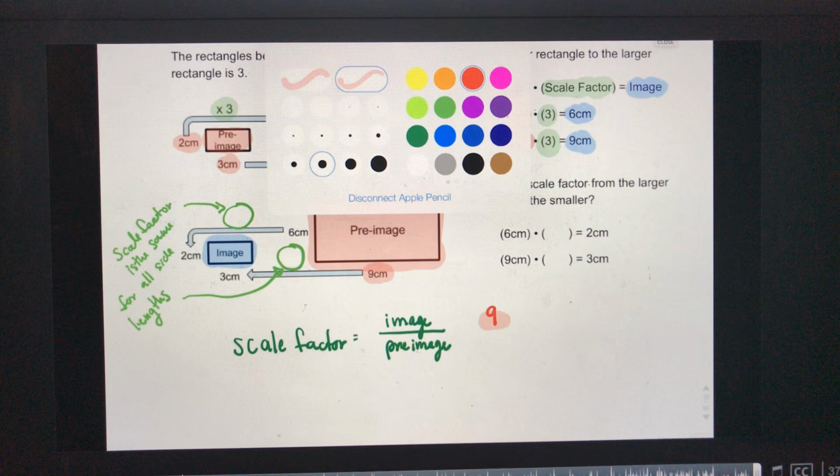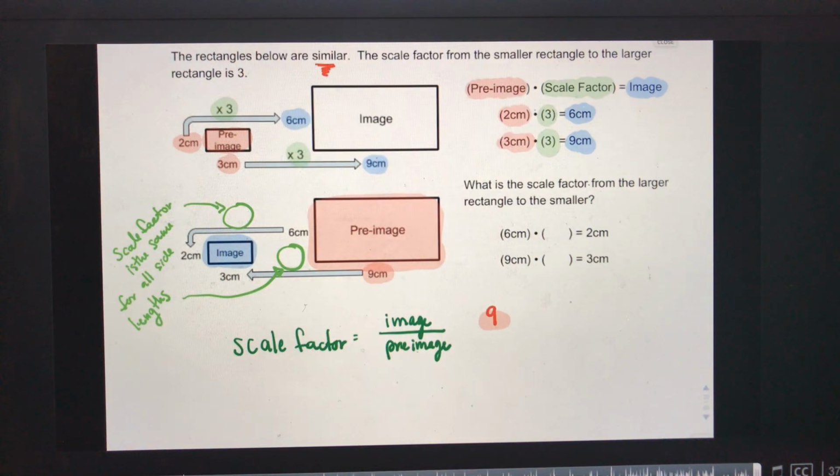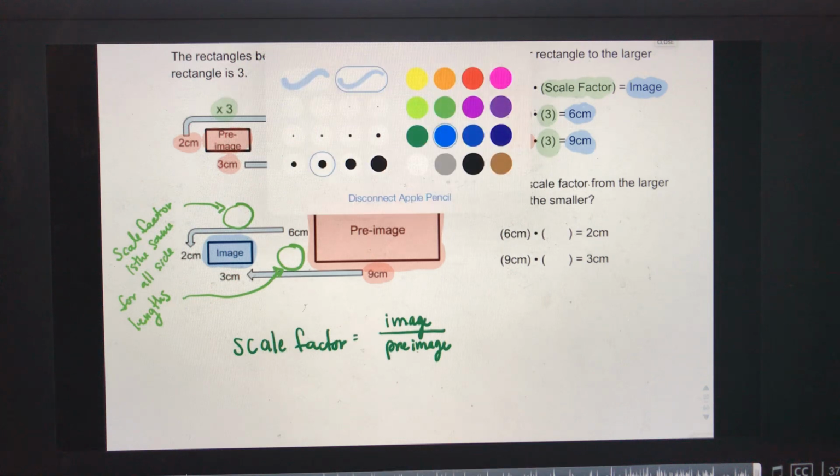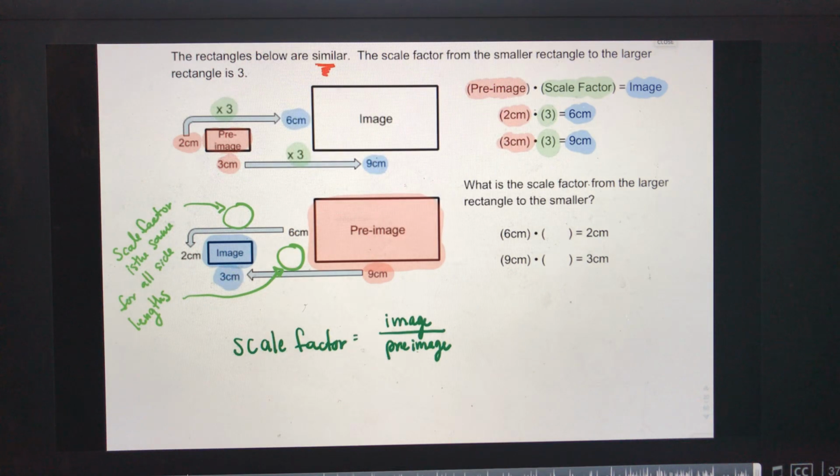Sorry, I got that backwards. Let's fix that. Go ahead and erase. Right, so image is here, 3. That's going to go over there. 3. My pre-image is the red one, which was our 9. That 9 is going to go down here.